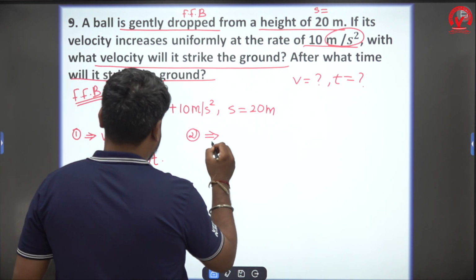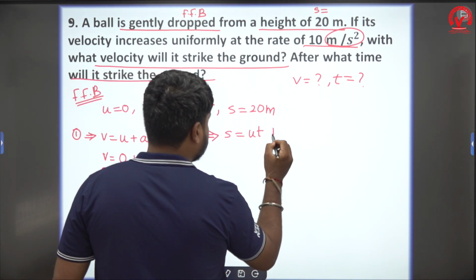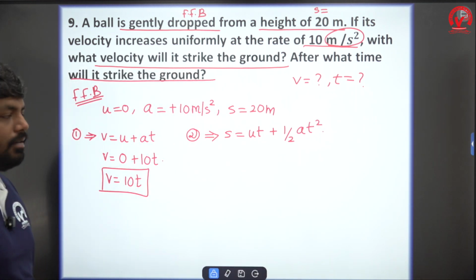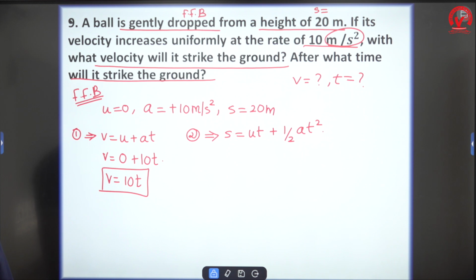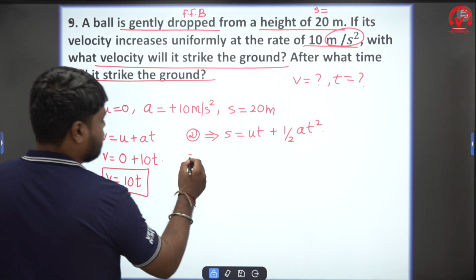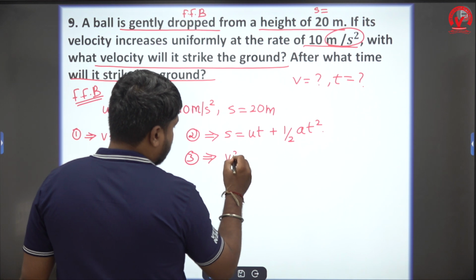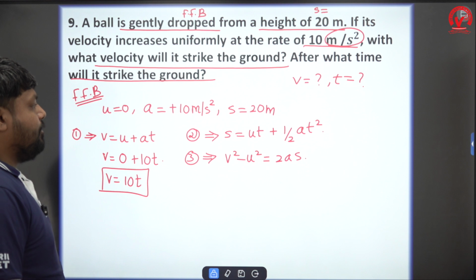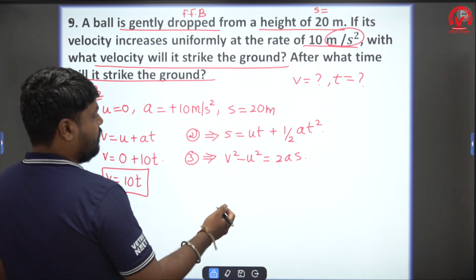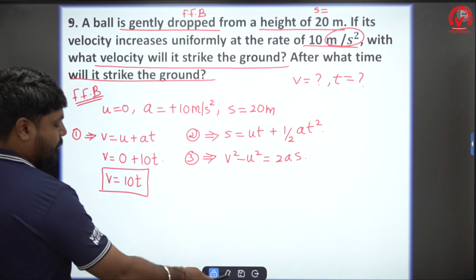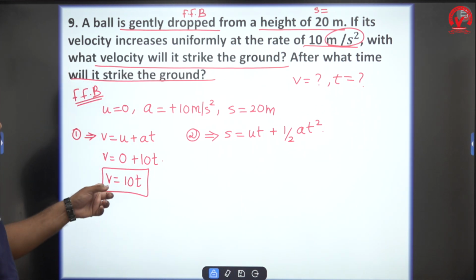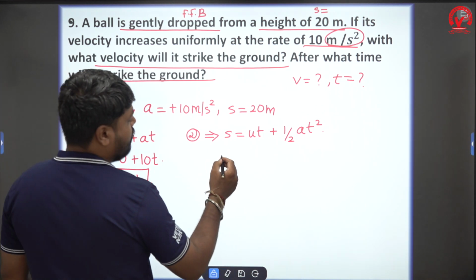What's the second equation? S is equal to ut plus half at square. Or we can also use the third equation. What's the third equation? V square minus u square is equal to 2as. But we don't know v, so it is better to use the second equation.